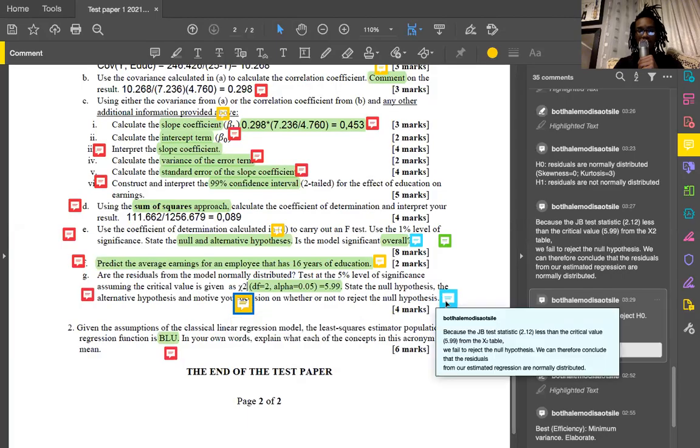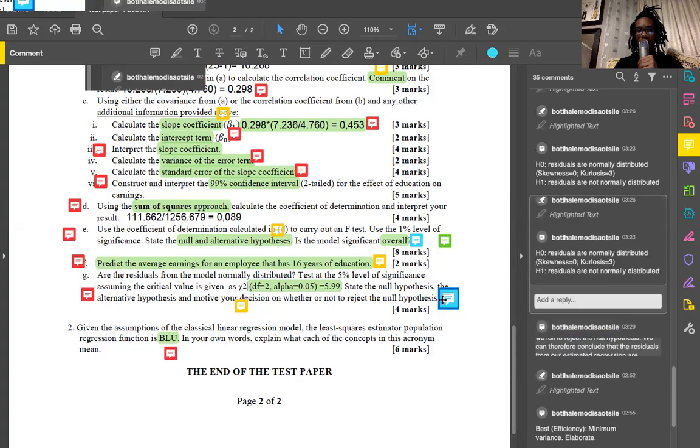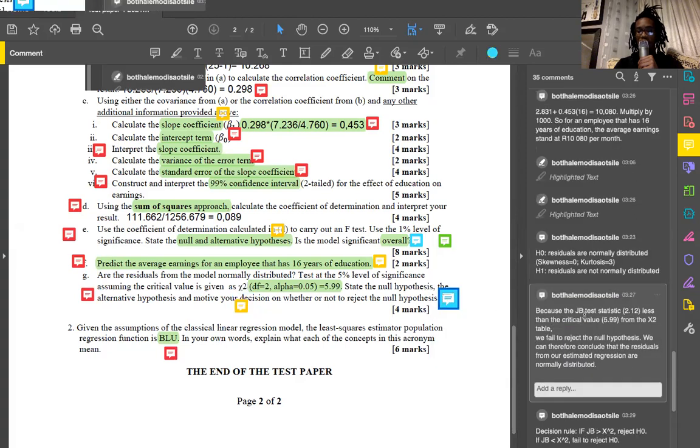Now I'm just going to go back to sharing my Adobe screen. So after following those instructions, you should get the following. You should get a JB statistic of 2,12, and then the critical value is 5,99. So because the JB test statistic is less than the critical value from the chi-squared table, we fail to reject the null hypothesis, and we can therefore conclude that the residuals from our estimated regression are normally distributed.